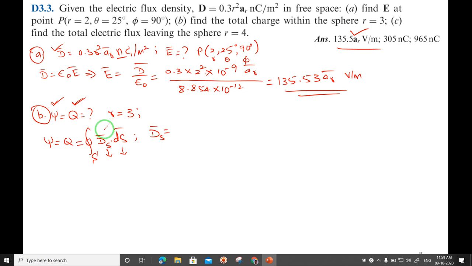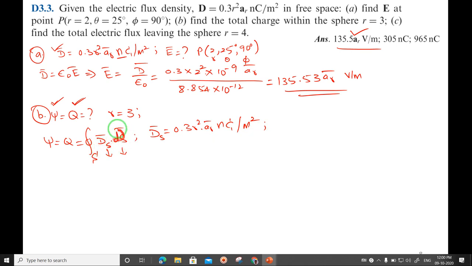D is given, that is 0.3 r square a_r nanocoulomb per meter square. But r is 3. You can substitute r equal to 3 here, but I will not substitute now because part c also is helpful. R equal to 4 is given in part c, so I will keep it as it is. Then next, you can observe the electric flux density a_r means it is only in radial direction. If I consider a sphere, the field lines are leaving everywhere normally to the considered Gaussian surface in the radial direction, right? The unit normal vector is a_r.